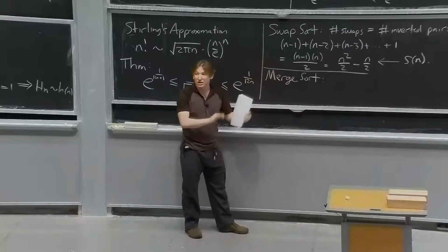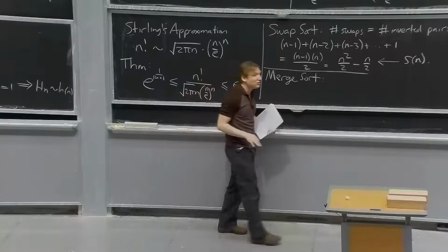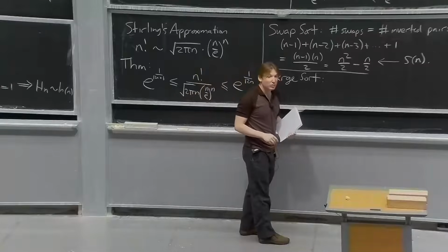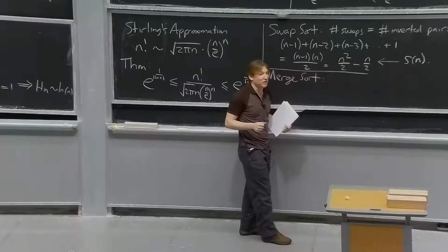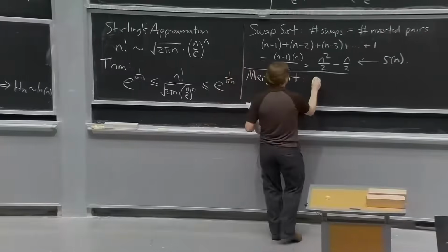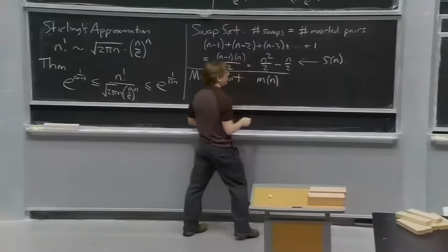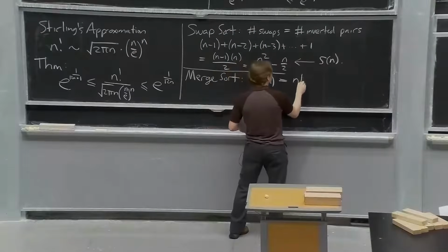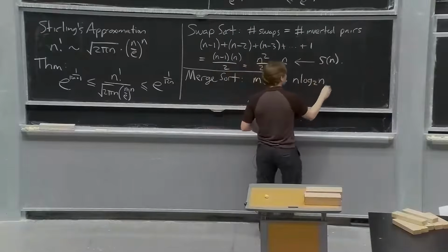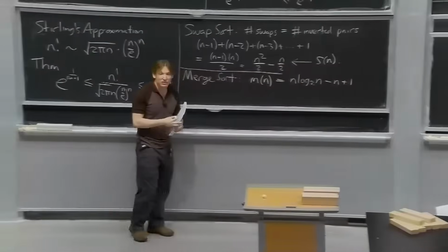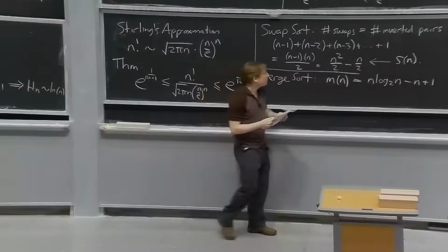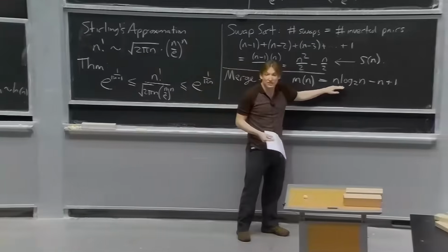I'll describe it then. I'm not going to describe it now. We don't need to know what it does or how. We just need to know how fast it runs. How many comparisons does it have to make? So let's define m of n. This is going to be n log 2 of n minus n plus 1. And on Thursday, we'll see that merge sort takes at most this many steps to complete.